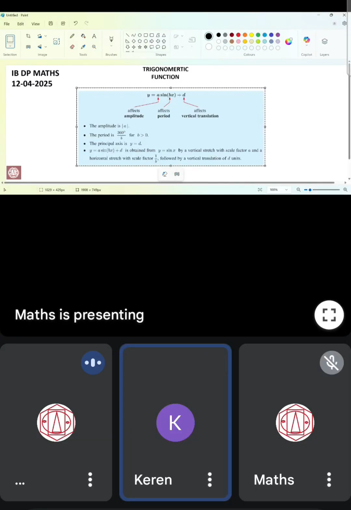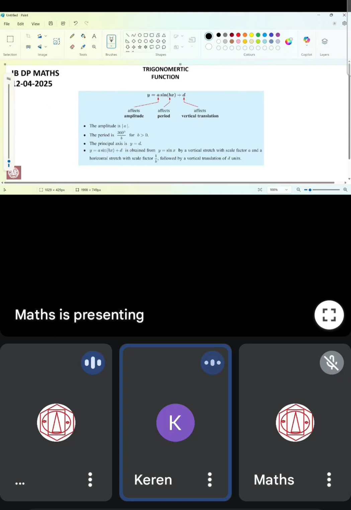This is trigonometric function, and we are discussing the general form of the sine function, right? You can see the general form is y = a sin bx + d. What all these letters represent is already given here. A is amplitude, and what is amplitude we will see later. And then it says B affects period, and D affects vertical translation, right?